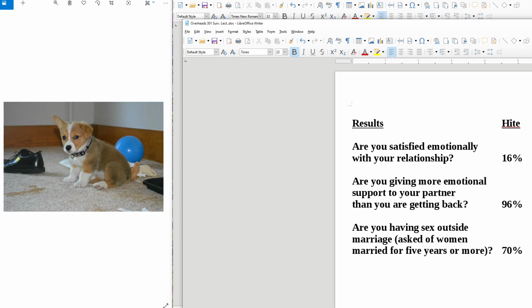Maybe I'm very naive. I've never been married myself, but that just seems awfully high to me. I don't know. I'm a little bit skeptical. And other people were skeptical at the time, too. Really? 70% of women are having sex outside their marriage? So people looked at the survey a little more closely. Now, she sent out over 100,000 of these questionnaires. She got 3,000 of the questionnaires back.